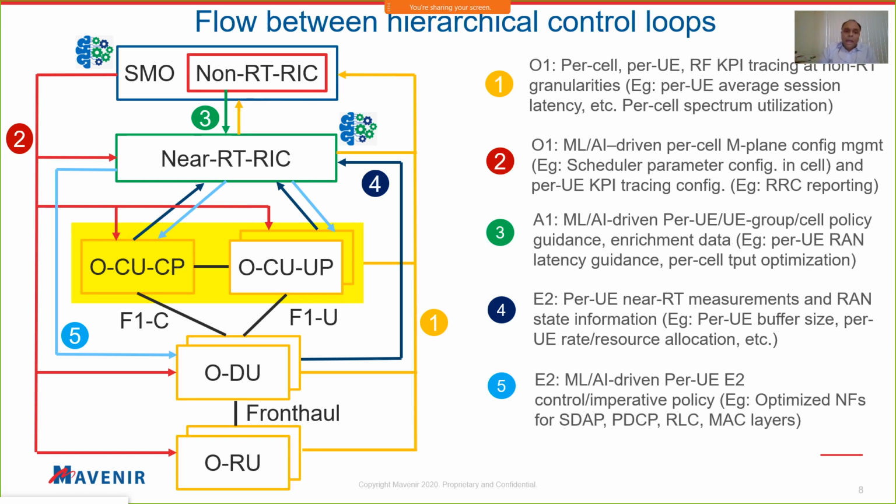Okay. And once the underlying RAN incorporates these optimization solutions from the non-real-time RIC and the near real-time RIC, it again feeds KPI traces to the SMO in step number 6. It's a repetition of step number 1, and the cycle follows.